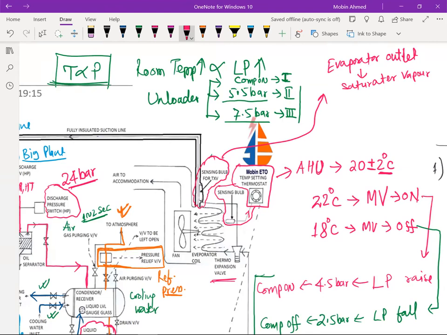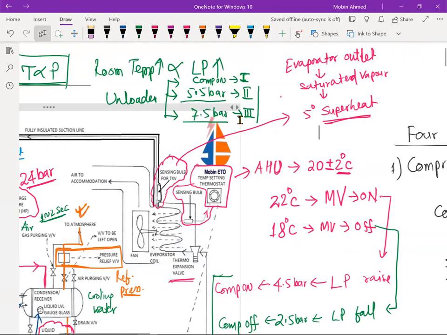Now, this saturated vapor, this TV is put so that it is going to give a 5-degree superheat. Now what is this superheat? Remember this superheat? Okay, I will tell you what the superheat is.